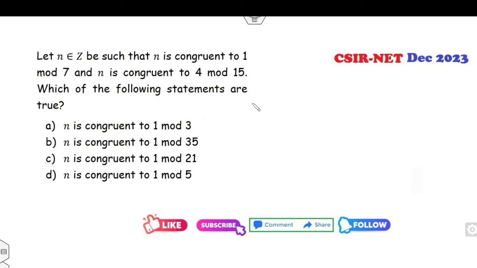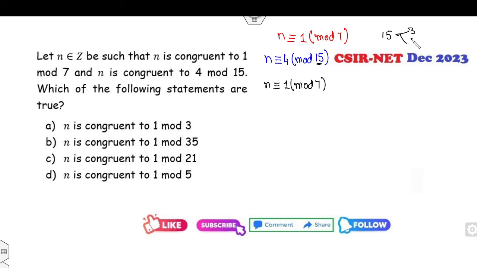Okay, look at this another one. n is congruent to 1 modulo 7. n is congruent to 4 modulo 15. Then which of the following statements are correct? First of all, you can see that 15 is not a prime number. So I can break the given modulus. The given one is n modulo 7. This 15 breaks into 3 and 5. Fine. So when I take 3, what is the remainder of 4? It is 1. And the remainder with respect to 5 is 4.